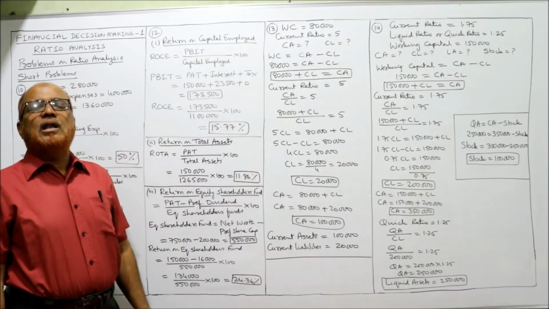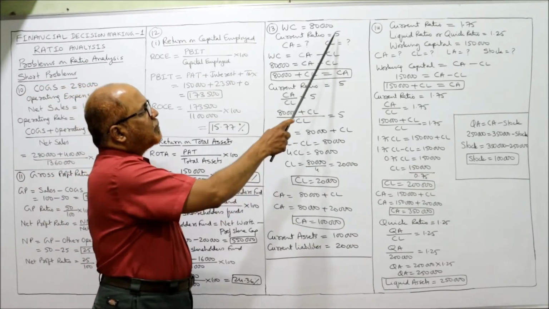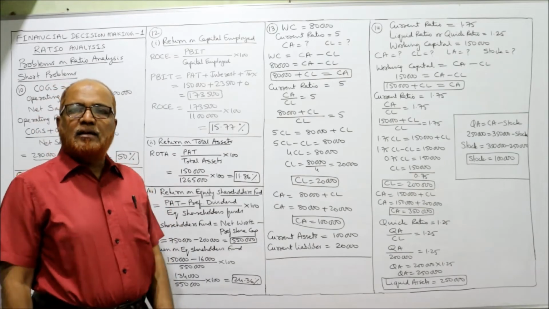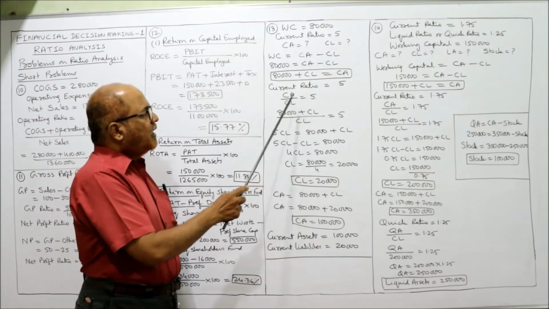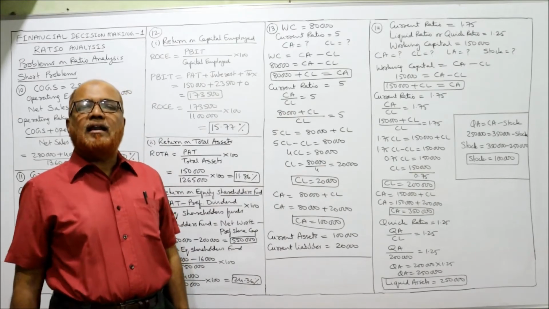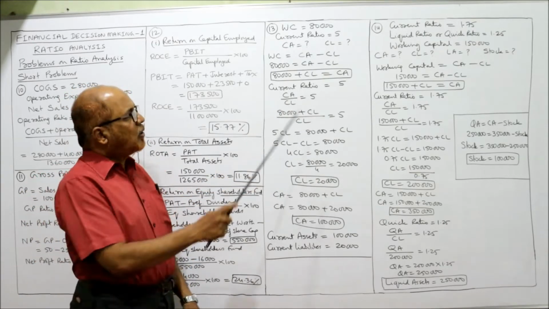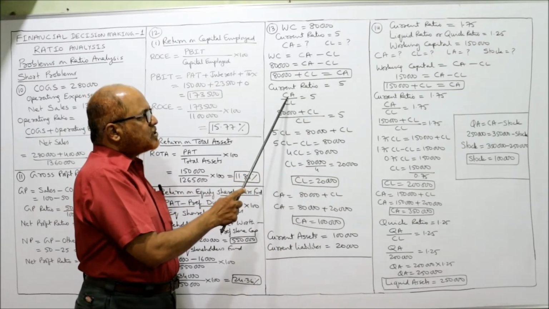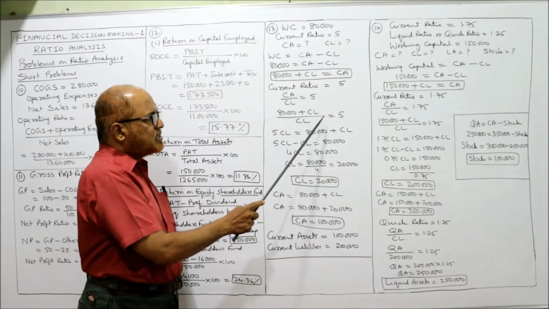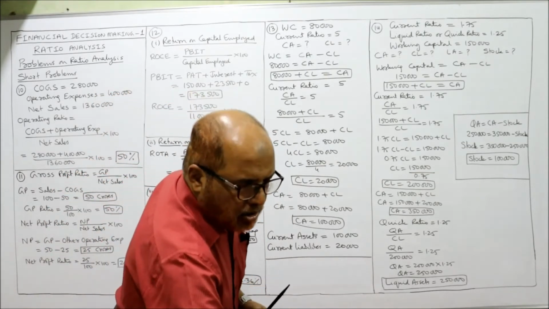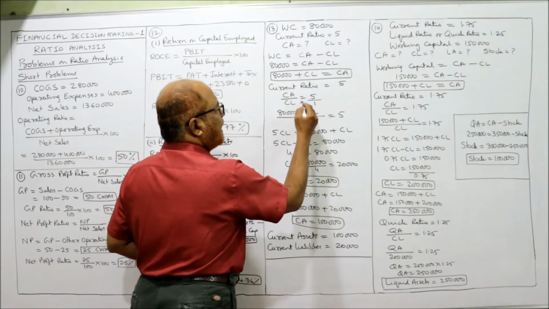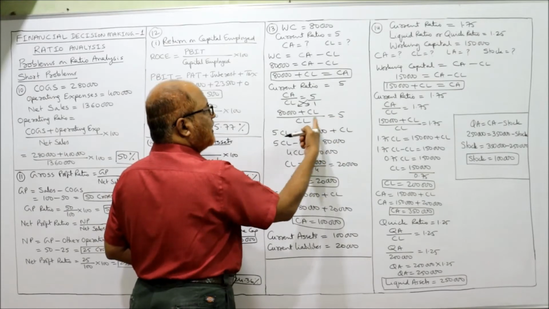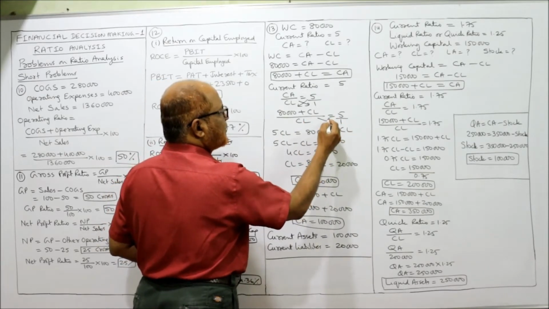One equation we got. Now the current ratio. The current ratio given in the problem is 5. What is the formula for current ratio? CA by CL. So CA by CL is equal to 5. In place of CA, I can write 80,000 plus CL because we already made the equation. Current assets are 80,000 plus CL. So (80,000 plus CL) divided by CL is equal to 5. Now I can make the cross multiplication like this. 5 into CL is 5 CL.